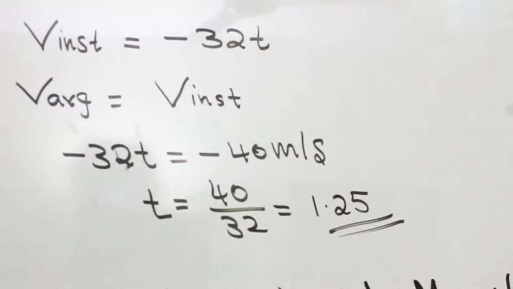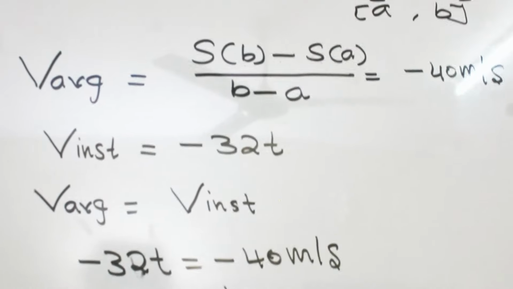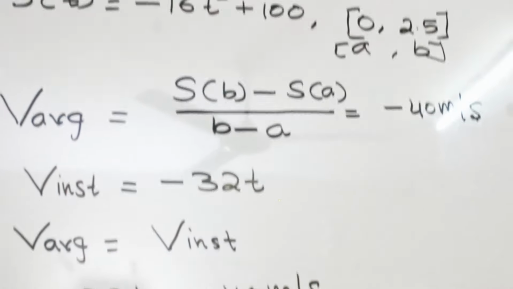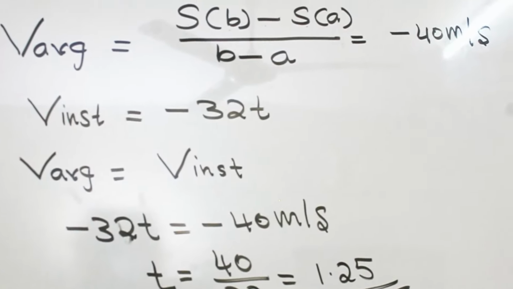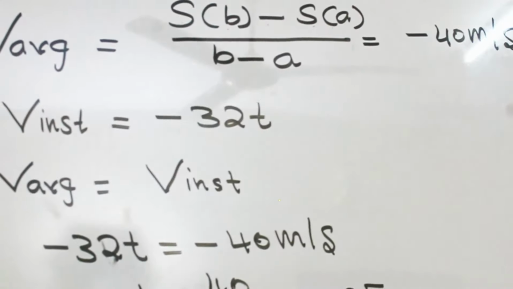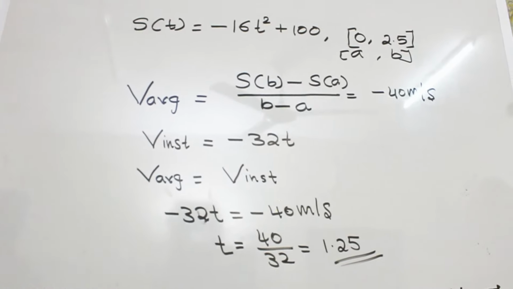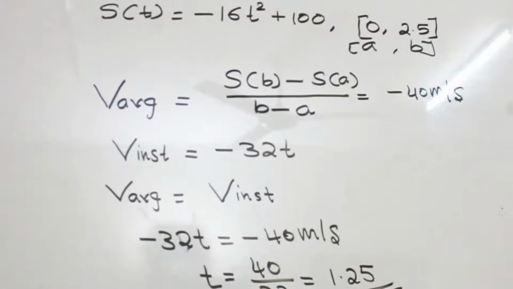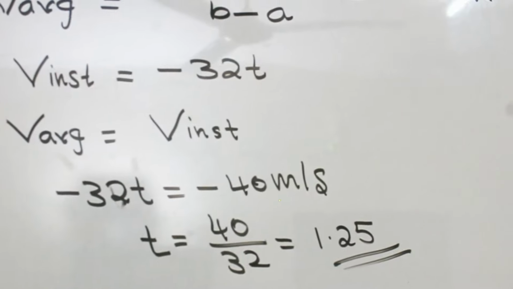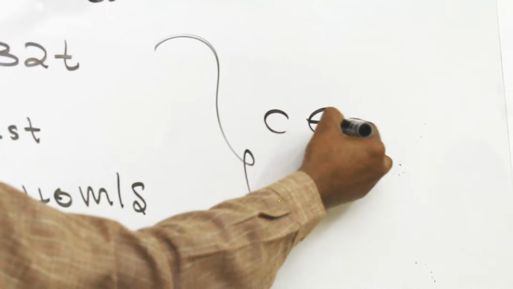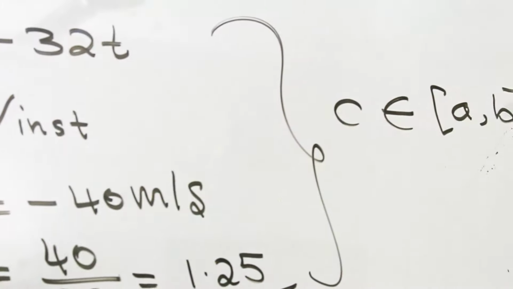If you want to solve a question like this, we have to find two types of velocity. First is the instantaneous velocity, which we can find using differentiation: the first derivative ds by dt. The other is the average velocity, which is related to the mean value theorem. The value 1.25 should be inside the given interval, which is also given by the mean value theorem: c belongs to the interval AB, and only then is the mean value theorem satisfied.